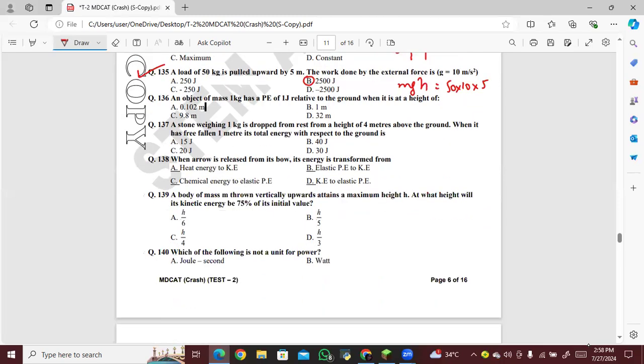An object of mass 1 kilogram has potential energy 1 joule relative to the ground when it is at the height of. Again, you will apply this formula. 1 joule equals 1 into 10 into h. So height would be 0.1 meter.